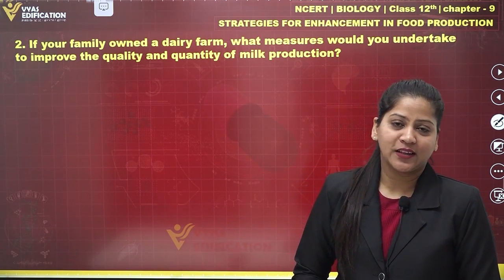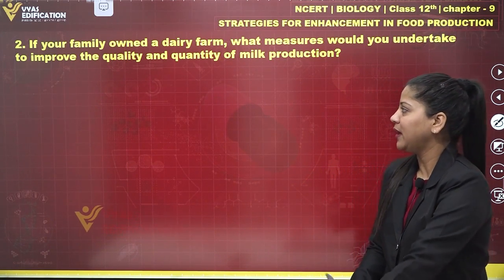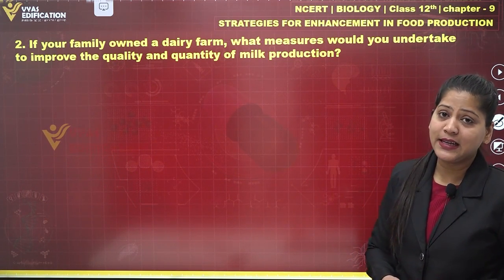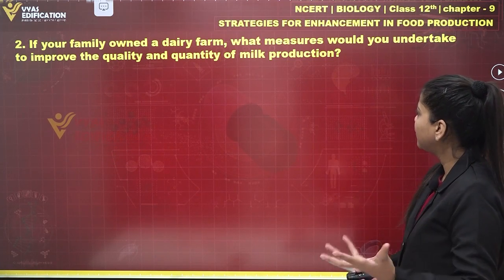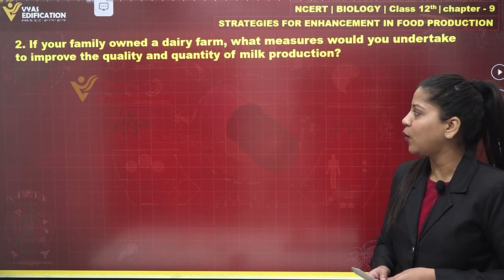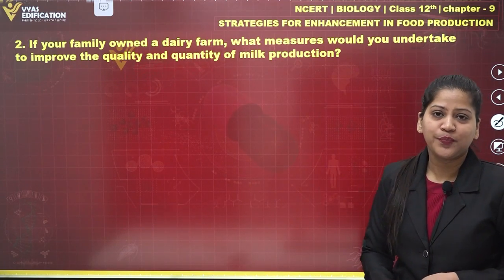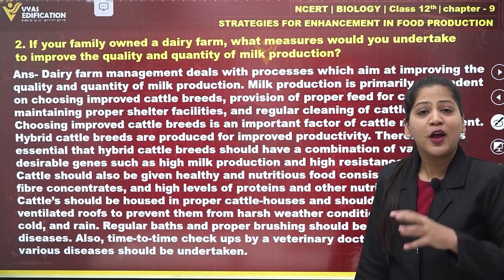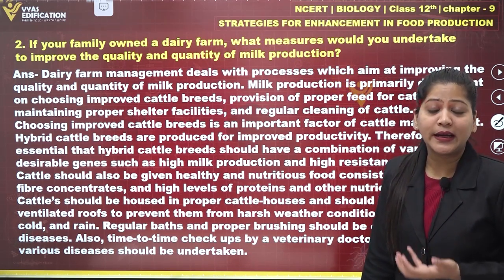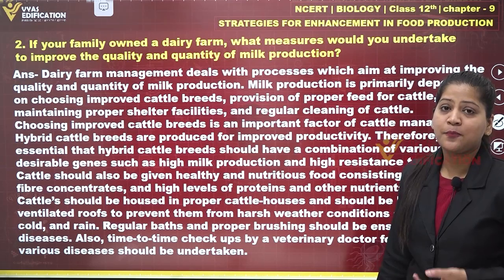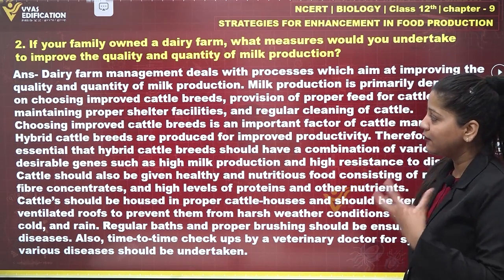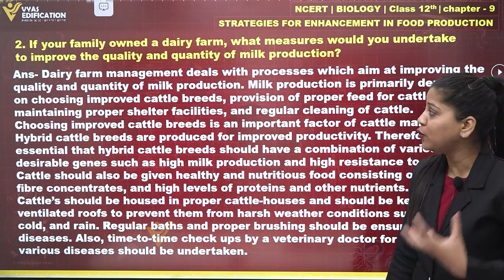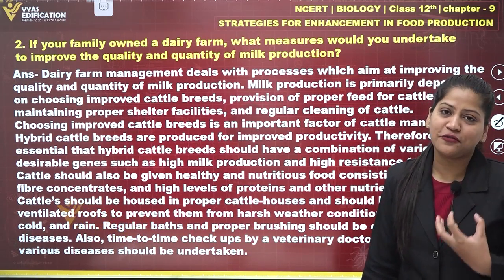Now let's talk about the next question, that is question number 2 of this chapter. In this question we are asked: if your family owned a dairy farm, what measures would you undertake to improve the quality and quantity of milk production? So here we have a written detailed solution of question number 2 on the screen for the students who find difficulties in writing the detailed answer of the questions. Now this question is asking that if your family owned a dairy farm, then what measures would you undertake to improve the quality as well as quantity of milk?